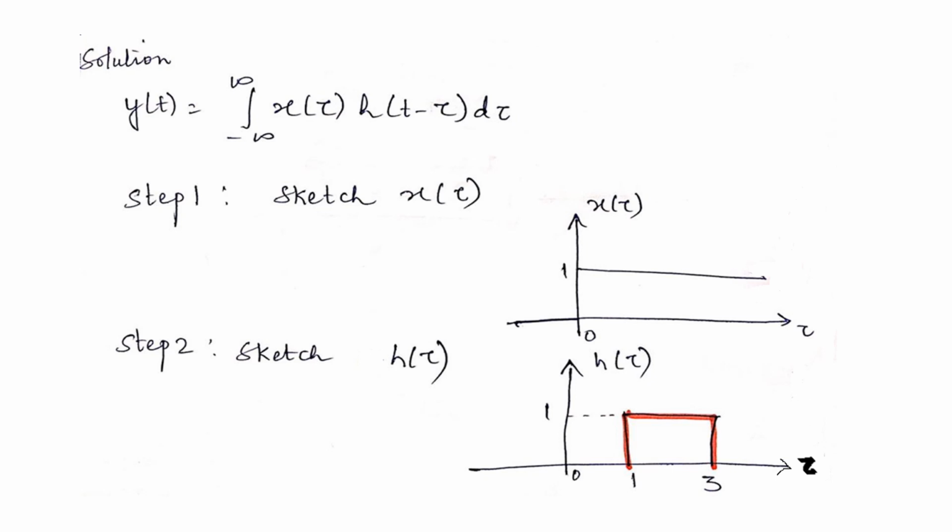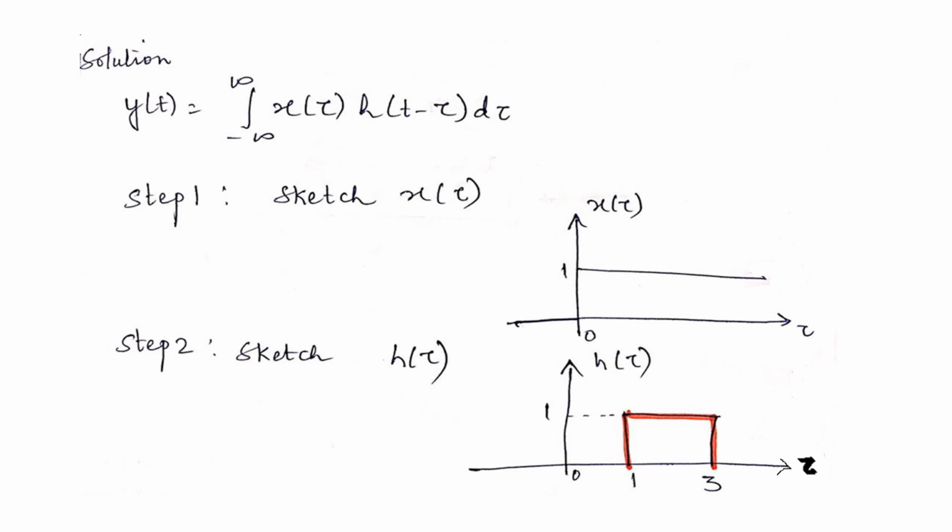Initially we start with the definition of convolution, which is defined as y of t is equal to integral minus infinity to plus infinity x of tau h of t minus tau d tau. So this is how we define the convolution integral in continuous time domain when the signals x and h are continuous time signals.